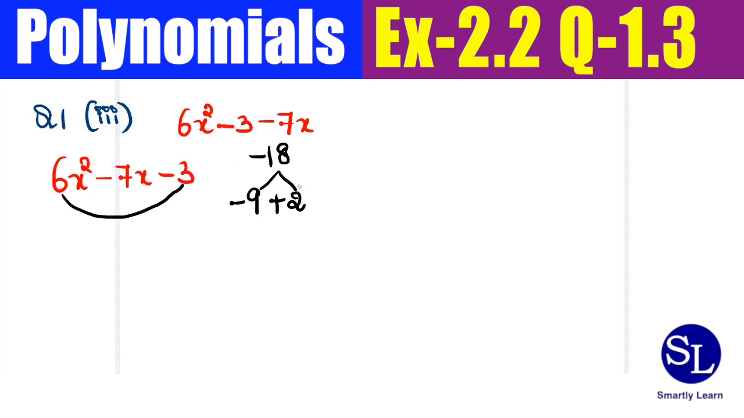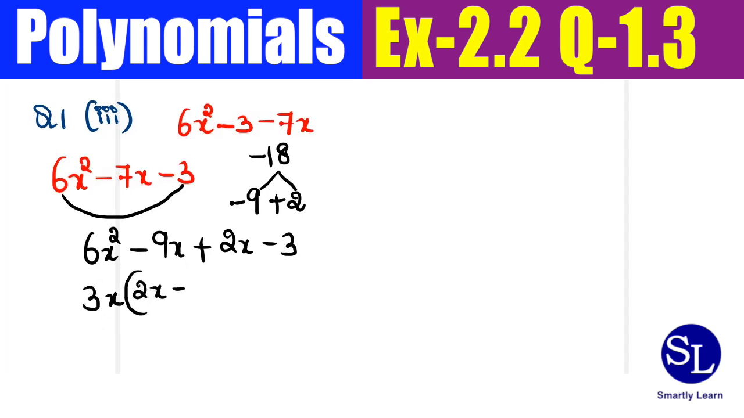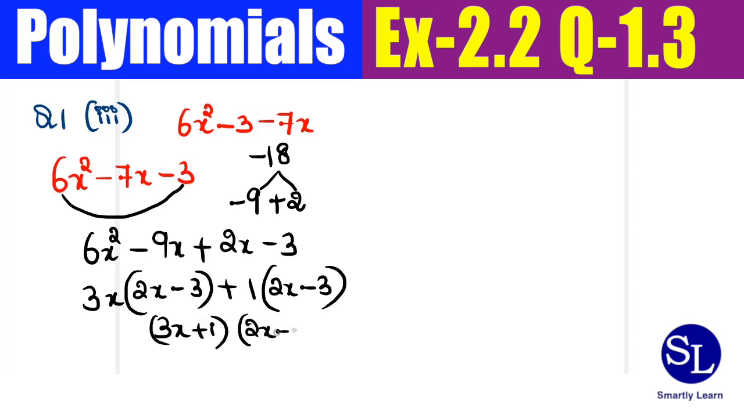Now that we have found the factors, let's split the middle term. So 6x squared minus 9x plus 2x minus 3. So between these two, I'm taking 3x outside. So it is 2x minus 3, plus, I have nothing that has to be matched here, so I'm making this as 1. So 1 into 2x minus 3. So 3x plus 1 into 2x minus 3. So the zeros are going to be minus 1 by 3.